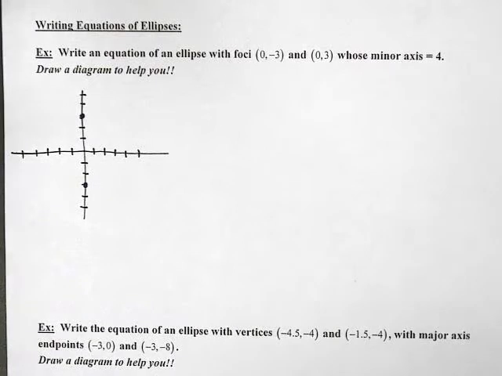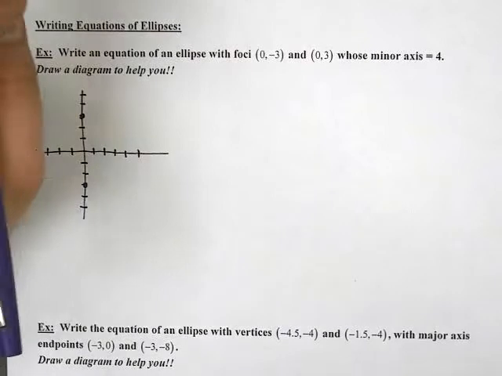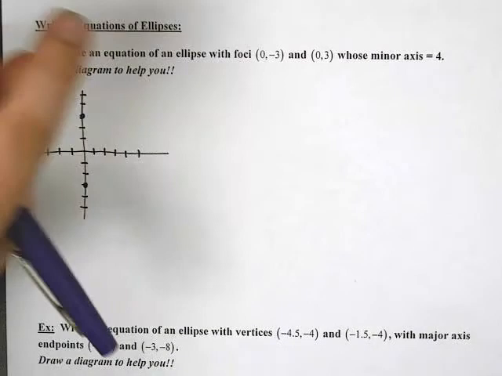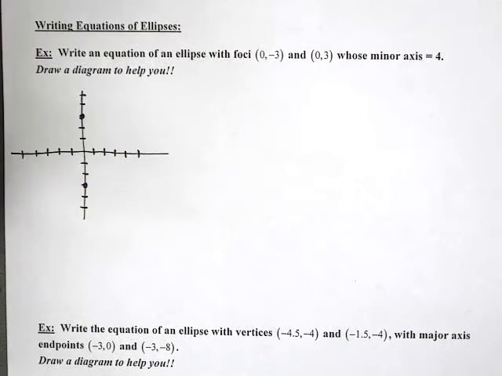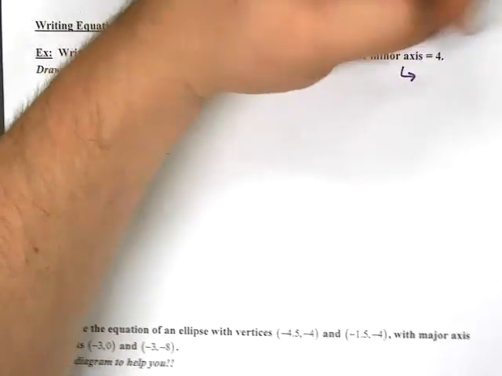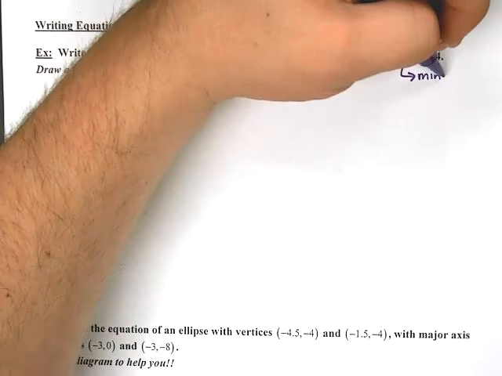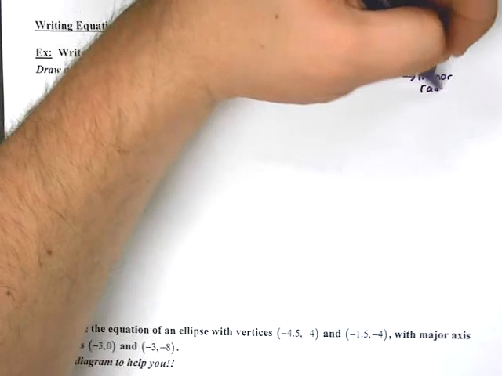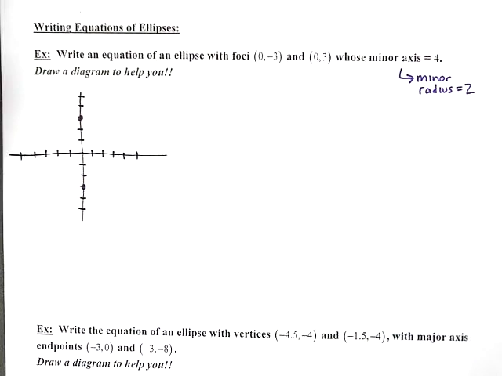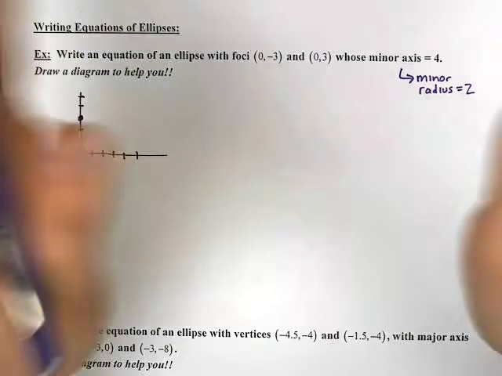I also know that the minor axis is 4. Now you need to be very careful. The minor axis is the distance from vertex to vertex of the ellipse, right? It's from edge to edge. It's not the radius. What we need to remember is, if the minor axis is 4, then the minor radius, which we need, is actually 2. The axis is the complete distance, the radius is just the half.